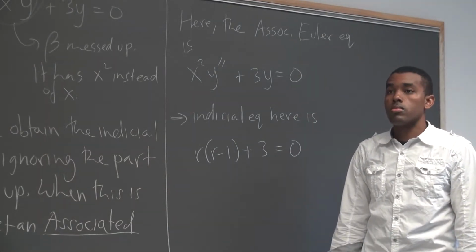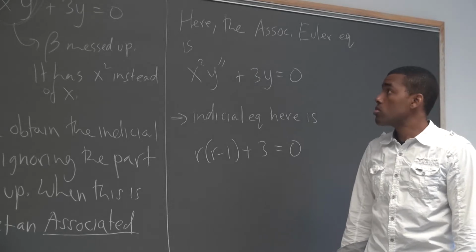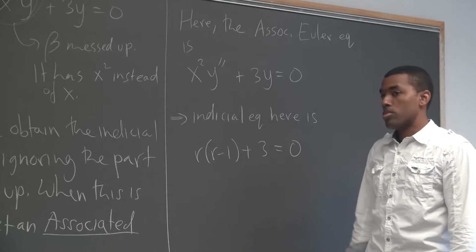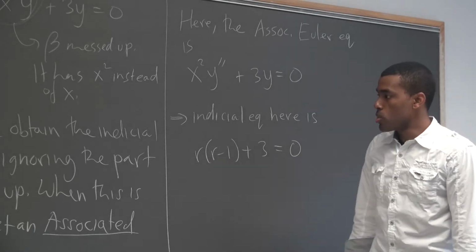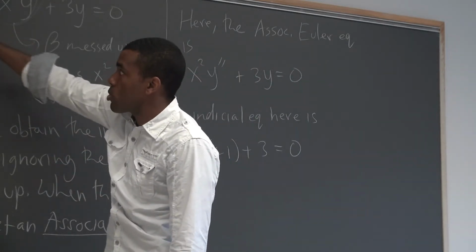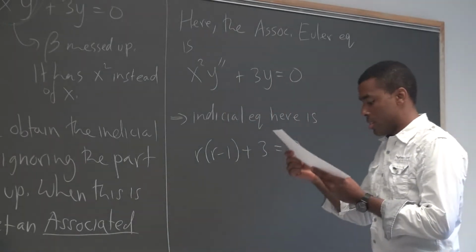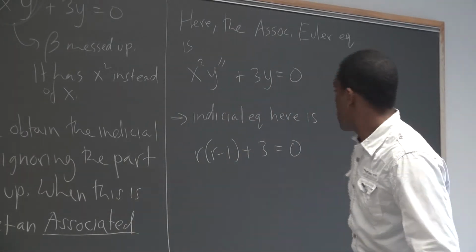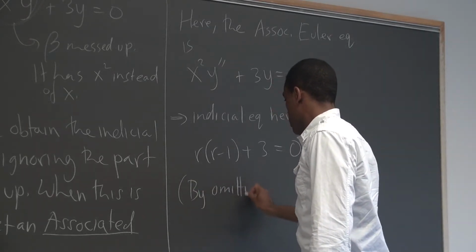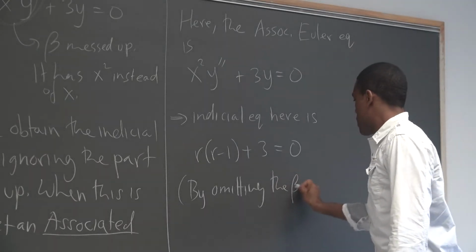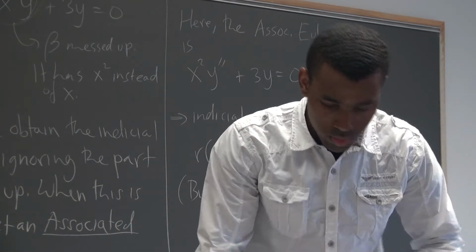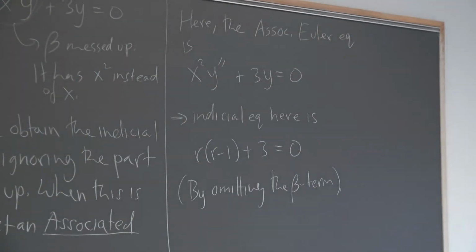Yes? Question. So, what if beta and the other one, everyone who messes up, you ignore them, so it's just that one part then? Yeah, so you just have the r times r minus 1. You'll always want to assume that the first part, at least in this section, is okay. You can always write this as an x squared times something. I'll give you some more examples of that soon. So here, by omitting the beta term. We're going to do some more examples of this so you sort of get the idea.